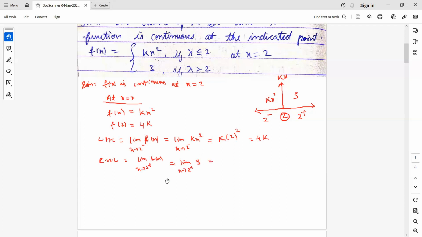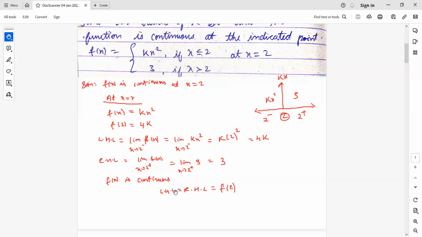Now we are making use of the definition and finding the value of k. Already the function is continuous. So f of x is continuous, and since it is a continuous function, it will satisfy the definition. LHL is equal to RHL is equal to the value of the function, that is f of 2.